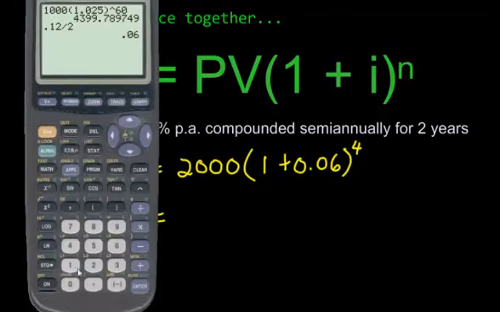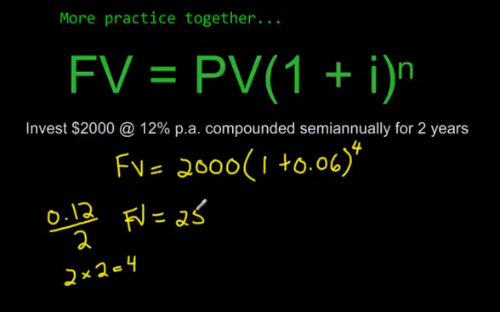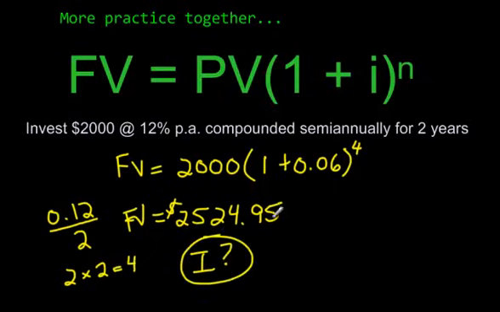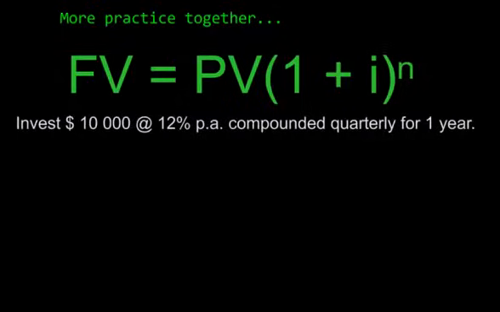I'm going to do it all at once here on the graphing calculator just to speed things up. 1.06 to the exponent 4. How much money do we have altogether? $2,524.95. That's how much money we had altogether. How much money did you make in interest? Well, you take this number minus how much money you already had in your own pocket, and then you would see that it's $524.95. Let's keep going because I think I have 2 more questions.